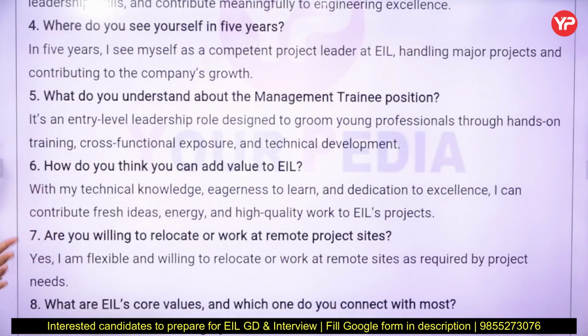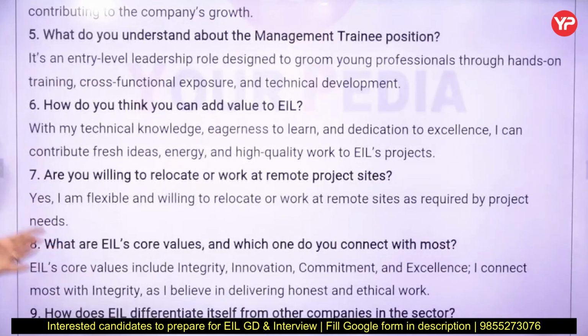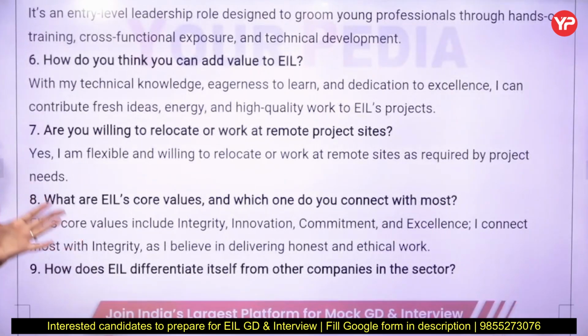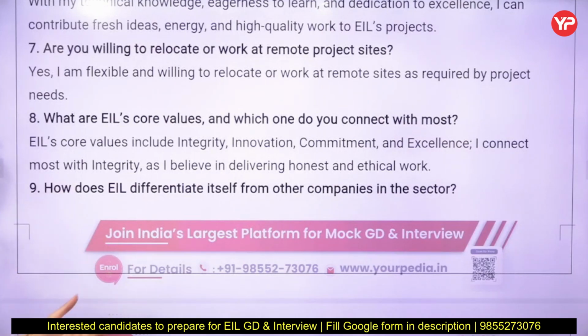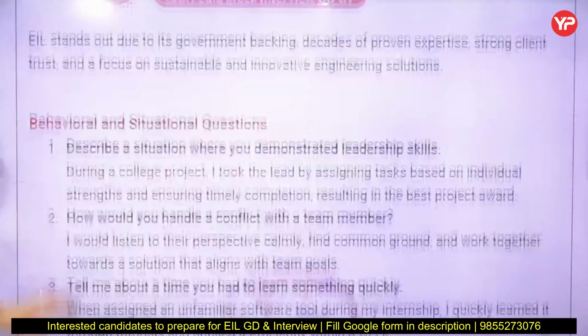How do you think you can add value to EIL? Are you willing to relocate? What are EIL's core values? Which one do you connect with the most? How has EIL differentiated itself from other companies in this sector?